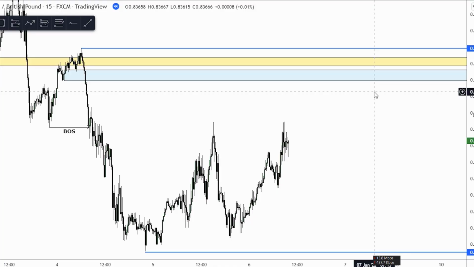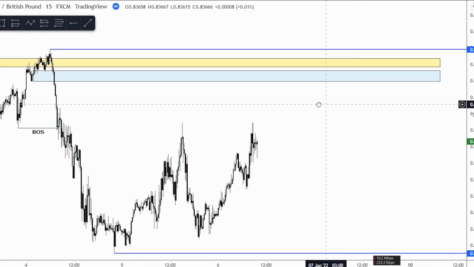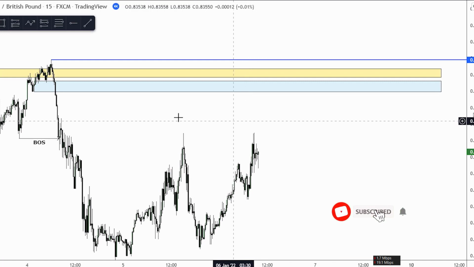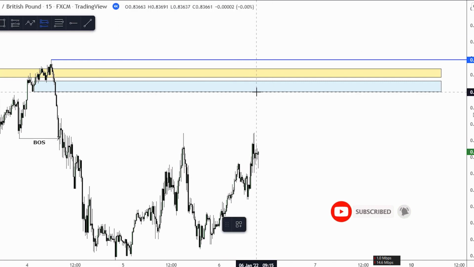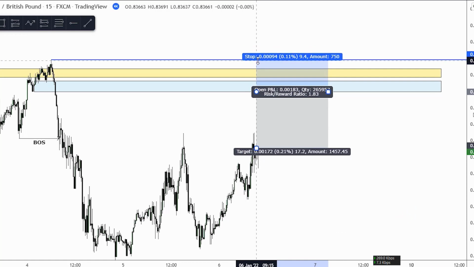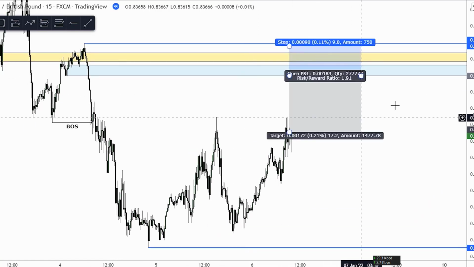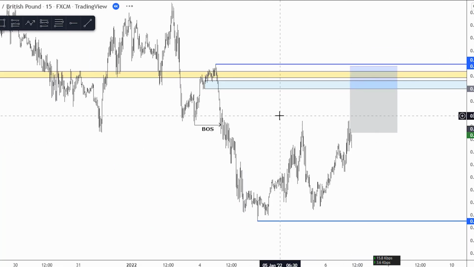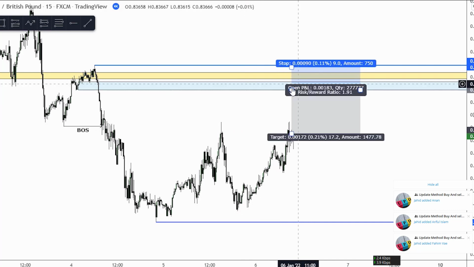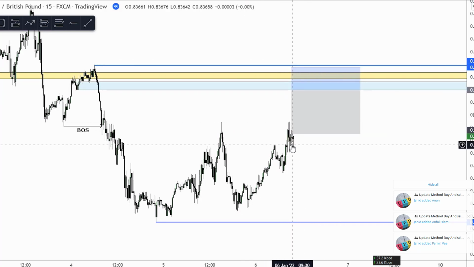On the entry and the risk management plan. So after you identify the 15-minute POI, for example, in this area, you would place the sell limit on the POI, stop loss above the key level for sell and below the key level for buy. So in this situation, we are looking for short in the EURJPY. So I will put my limit here and stop loss above the key level.